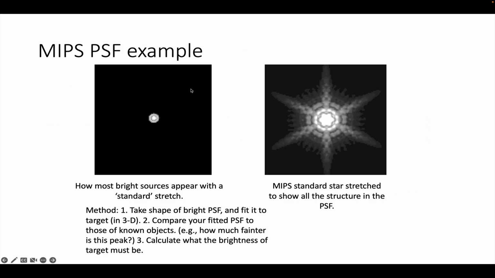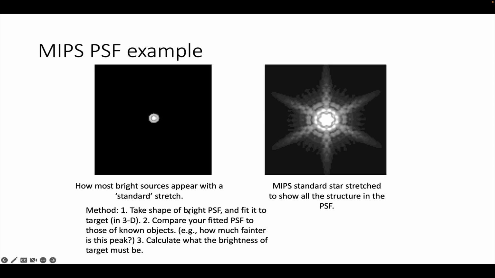So here's an example of the MIPS PSF. This is how most bright sources appear with a standard stretch. You've got the peak of the source and the first Airy ring. But when you do a different stretch, you can see the PSF is super complicated. There's multiple Airy rings, and those are diffraction spikes from the struts that are holding the secondary.